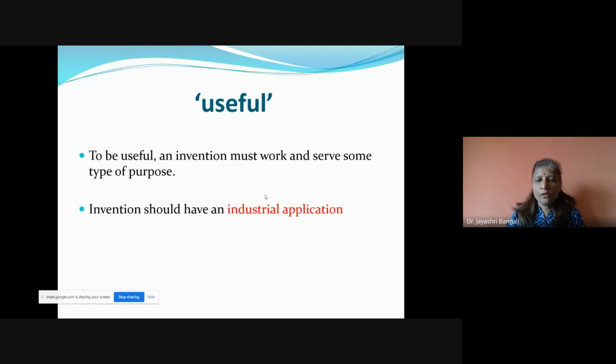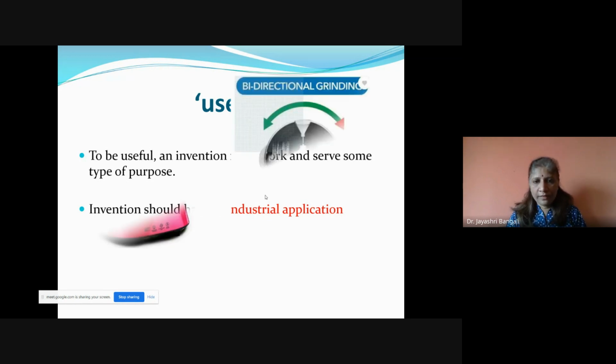Third one is useful. Whatever invention you are patenting, it should be useful to society. It should be useful for industry application. So this is the meaning of useful. If your invention satisfies all these three conditions, then only you can go ahead with filing a patent for your invention. Otherwise, no. So these are the main basic conditions to file a patent.